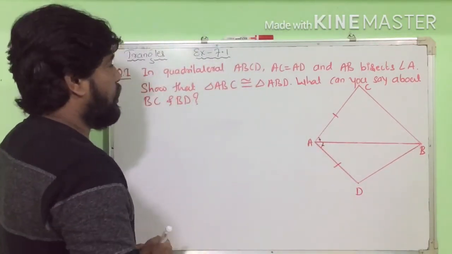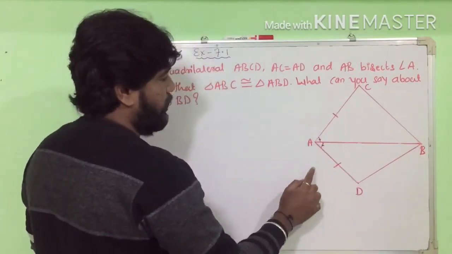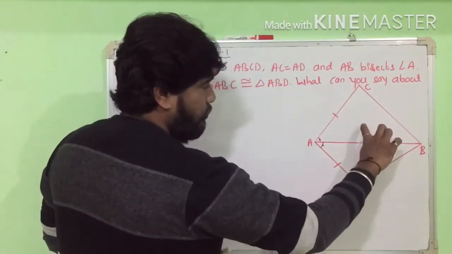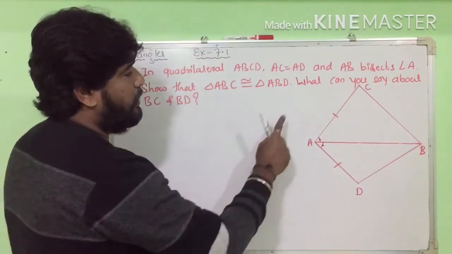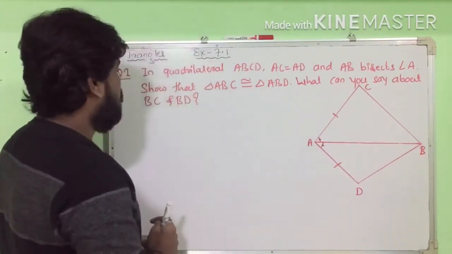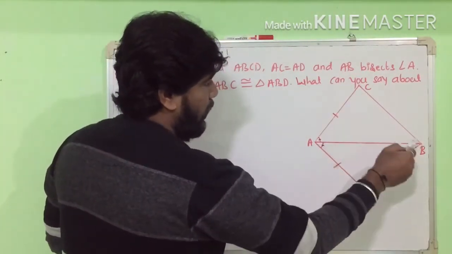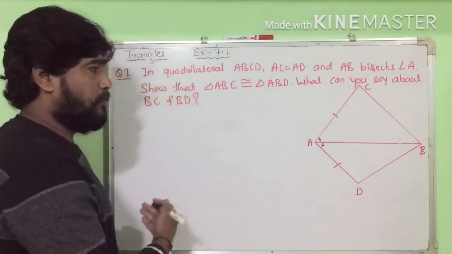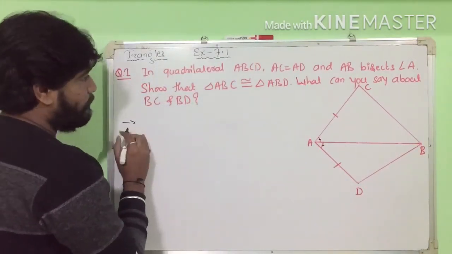And show that the triangle ABC is congruent to the triangle ABD. So we want to show these two triangles are congruent to each other. And they asked, what can you say about BC and BD? Let me solve here. We will know that one, right?